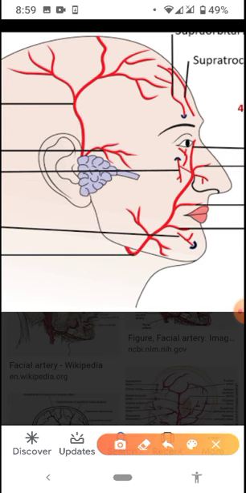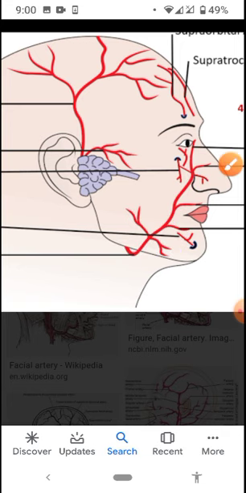This one is the facial artery, and let me tell you one thing: its pathway is not very straight. Its pathway is very tortuous. It goes some way like here and here. As shown over here it looks straight, but the pathway is not as straight as it is shown in this picture. This is a picture only.